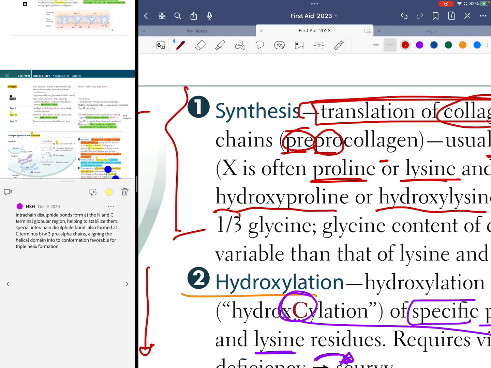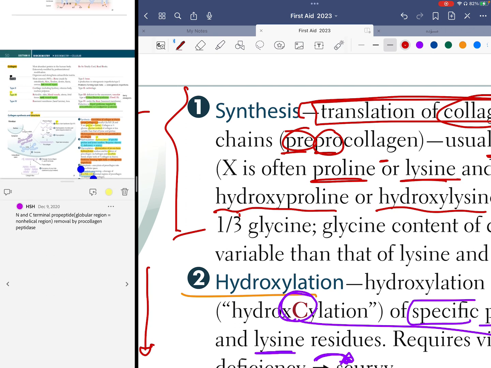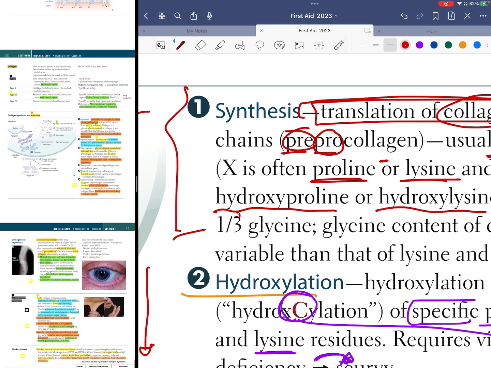The disulfide bond is an interchain disulfide bond formed at the N and C terminal globular regions, helping stabilize them. A special disulfide bond is also formed at the C-terminus between three pro-alpha chains, aligning the helical domain into the conformation favorable for triple helix formation, the same thing. The disulfide-rich N and C-terminal polypeptide globular, non-helical regions are removed by procollagen peptidase.